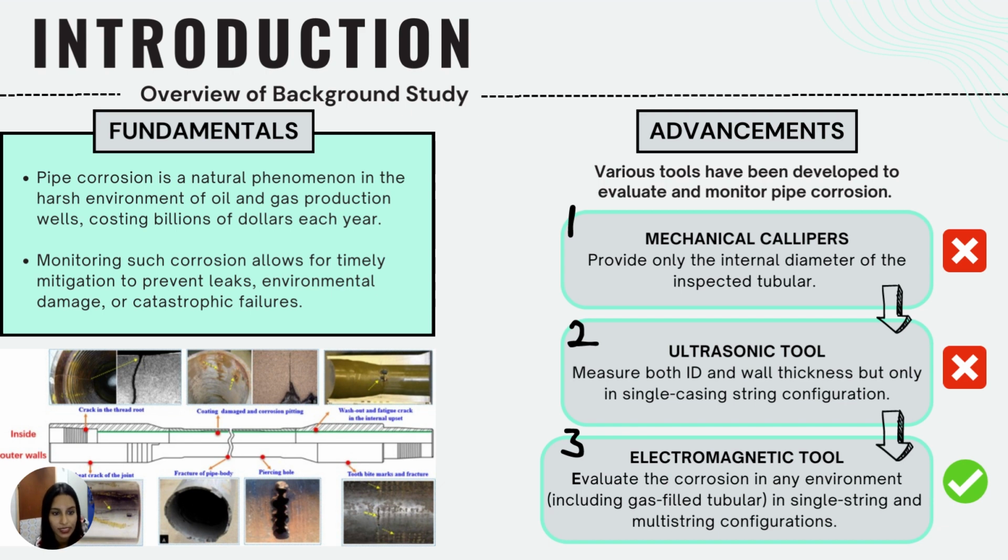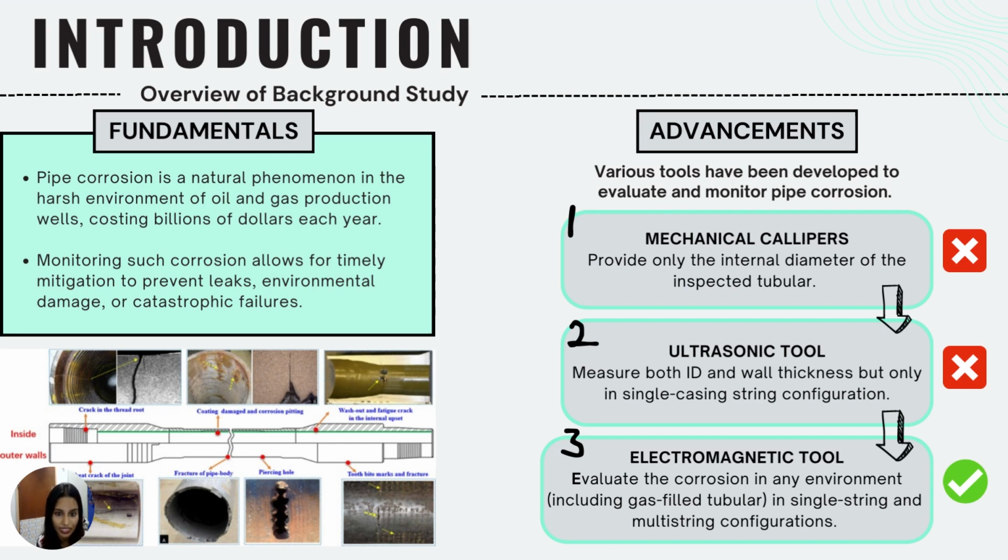As for the fundamentals, this is some of the science basics, whereby pipe corrosion is a natural phenomenon in the harsh environment of oil and gas production wells, costing billions of dollars each year. Monitoring such corrosion allows for timely mitigation to prevent leaks, environmental damage, or catastrophic failures. Corrosion is mainly caused by some gases such as oxygen, or reservoirs rich in H2S or CO2, because all these gases either have a high water content or come with high acidity. These are some of the causes that can lead to corrosion.